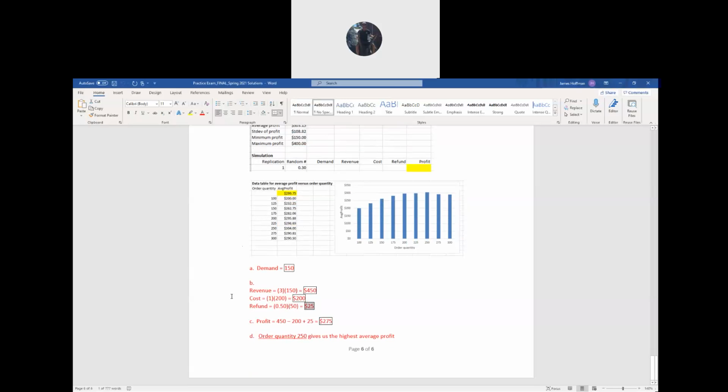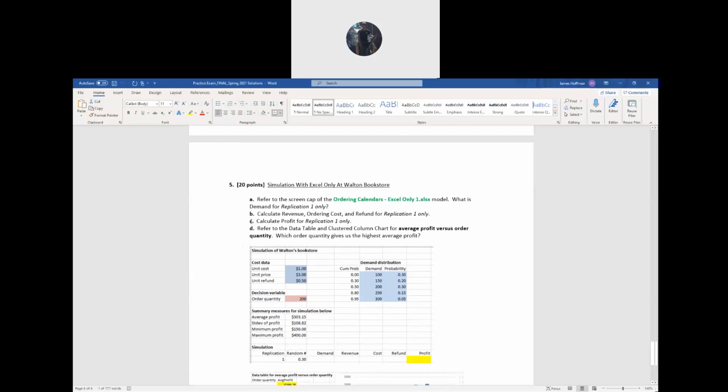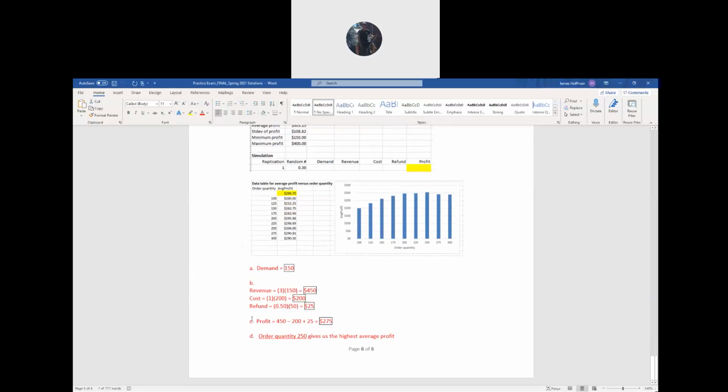And part C, calculate profit for this replication 1 only. Profit is going to be revenue, 450, minus cost, 200, and this time we get a refund, so add that, plus 25. 450 minus 200 plus 25 gives us a profit of $275.